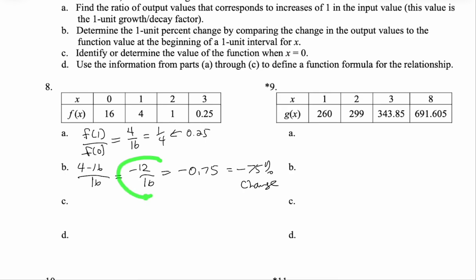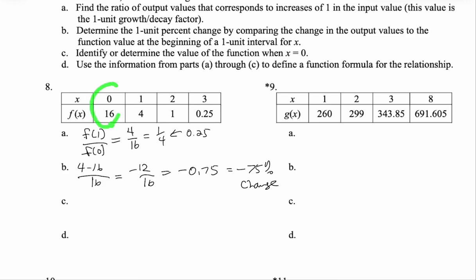So that would be negative 12 over 16. Get that decimal, then divide or multiply by 100, move it over 2 places to the right to make it a percent. Okay, there we go. C, identify or determine the value of the function when x equals 0.